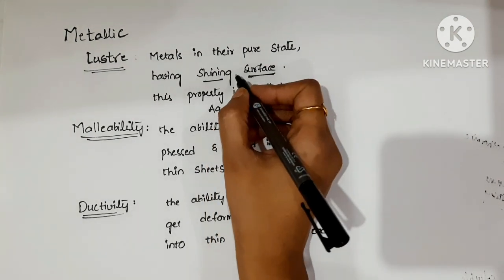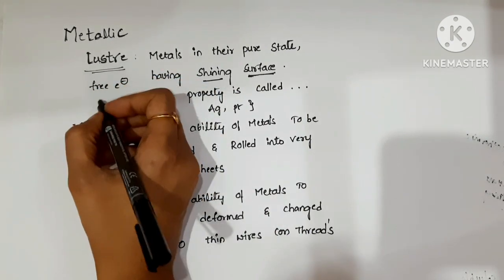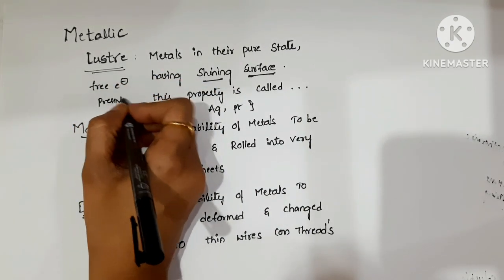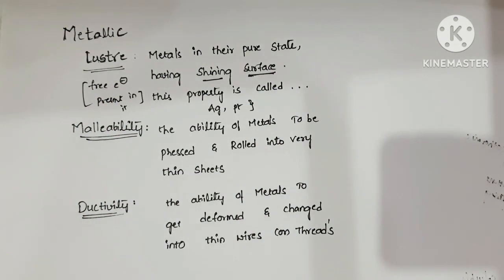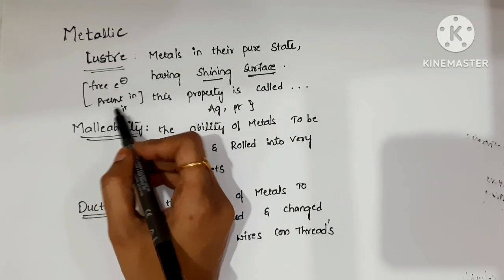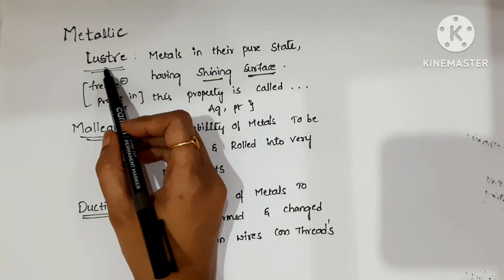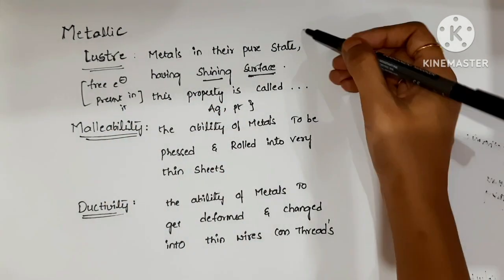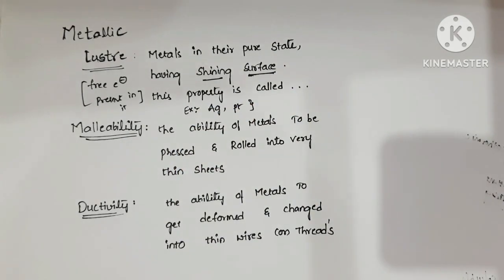This property is due to the free electrons present in the metals. Metals have very shining surfaces because free electrons are present in them. That's why metals are very lustrous, and this is metallic luster. Examples of metallic luster are silver and platinum, right?